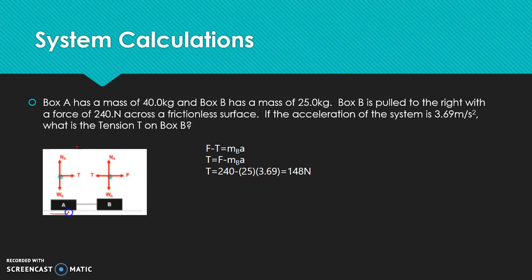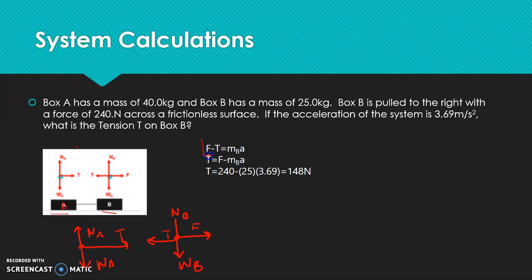We have box A and box B. It's kind of blurry. So again, we have that normal force pulling up, the weight pulling down, and those little A's just mean that it's for box A. And then we also have tension pulling in this direction. This box has tension pulling back, a force being pulled forward, and also normal and weight.